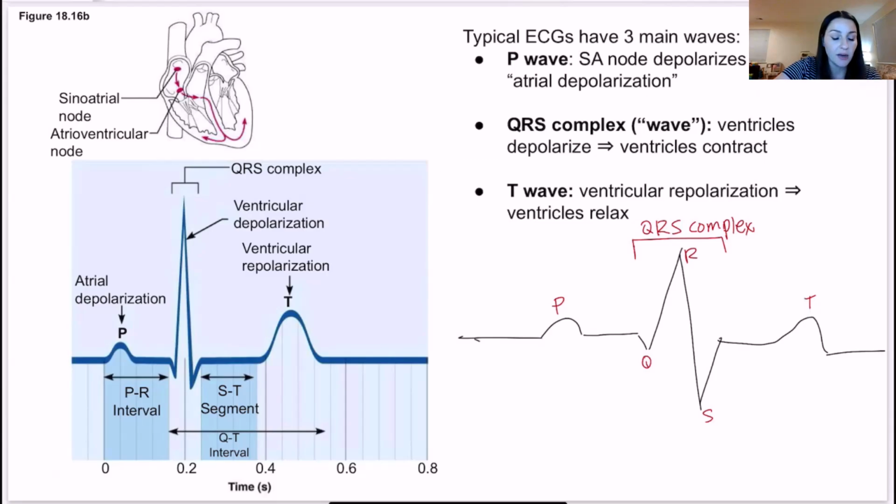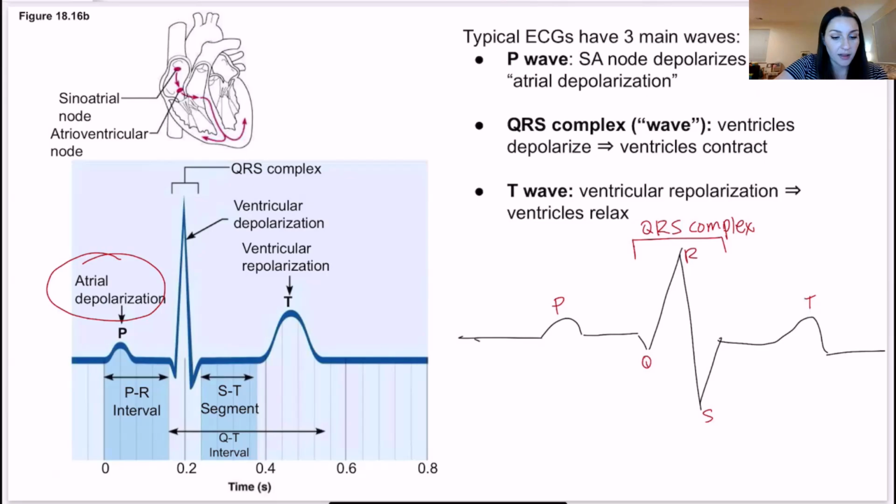The P wave corresponds to when we have the SA node, that's the group of pacemaker cells sitting in the top of the right atrium, when they depolarize. So the P wave is atrial depolarization. And notice that this graph has that labeled for you. Atrial depolarization, that's the P wave.